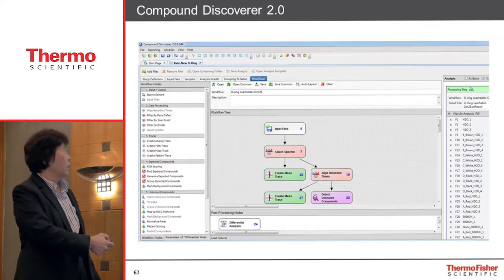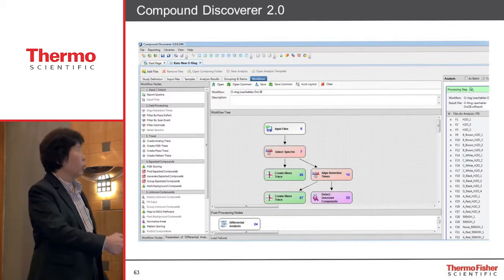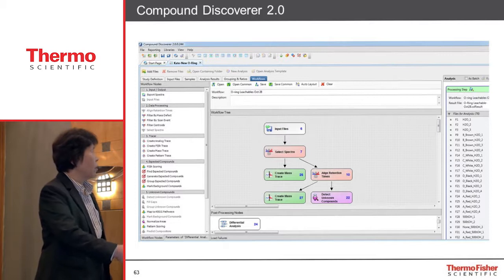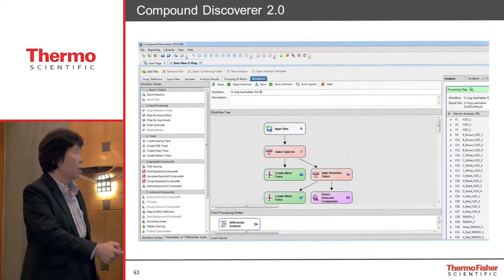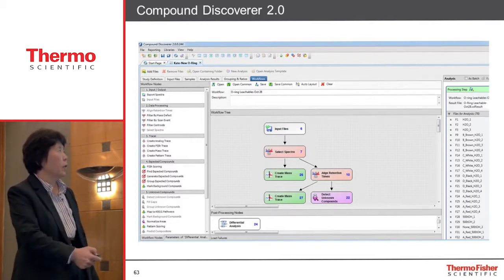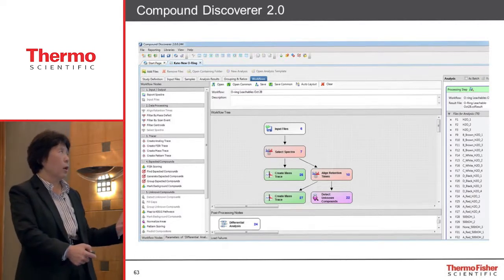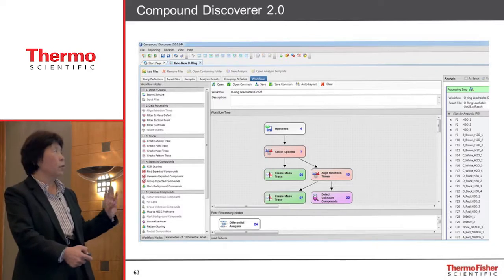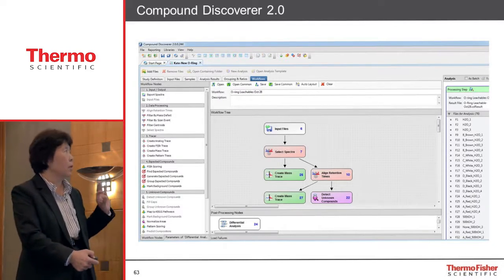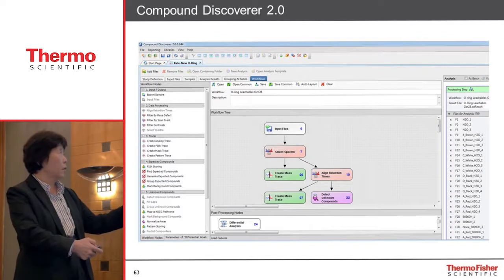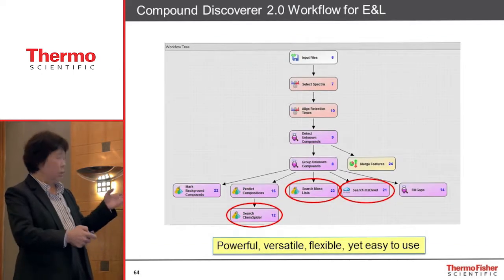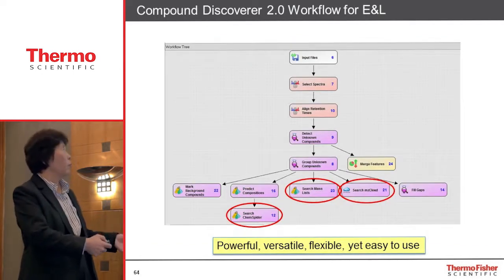This is how Compound Discoverer looks. On the left, you have all those nodes. Based on your need, you can just drag and drop and put them here, and then this is all your samples. By the way, we did 4 different O-rings extracted using 4 different solvents, and we did duplicates. So everything is there, and this just shows you the workflow.